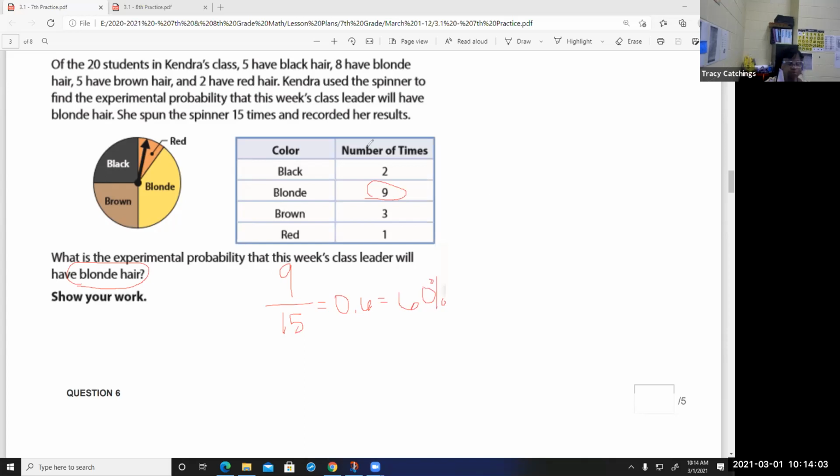Any questions on it? And I said probability is one of the easiest things we'll do in the 7th grade. Right, as a fraction, divide, get the decimal, shift 2 times, get the percent. Any questions about it?